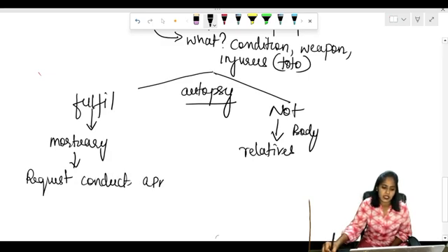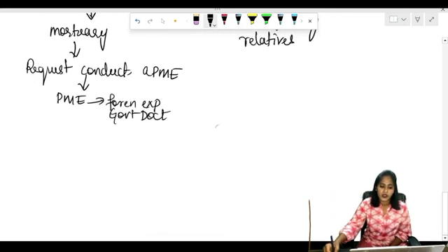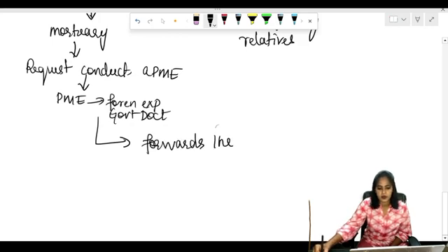Conduct a PME, and the PME will be done by the forensic expert or a government doctor. Once that is all done, the police forward the report to the magistrate. Forwards the report to the magistrate.